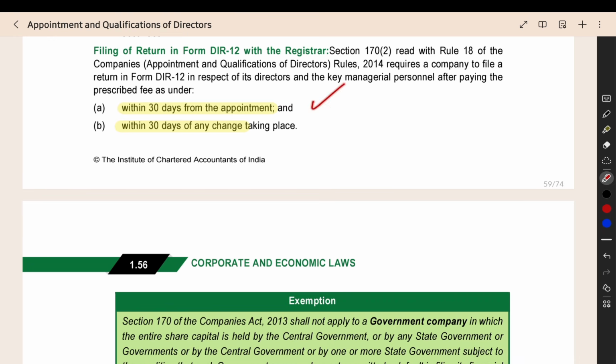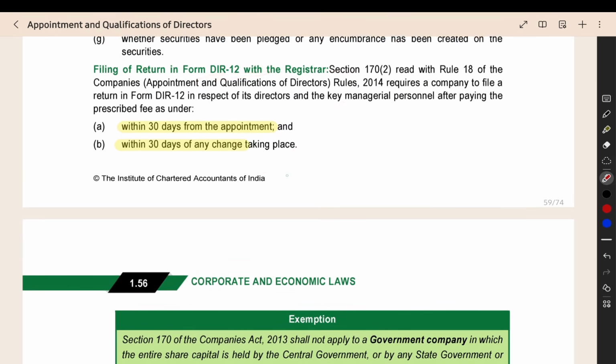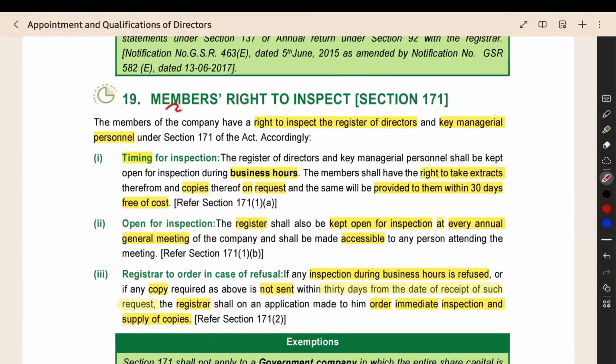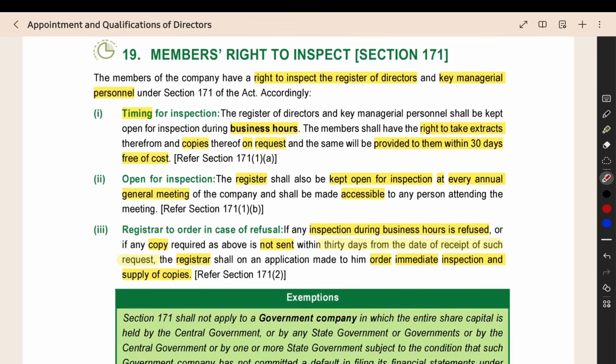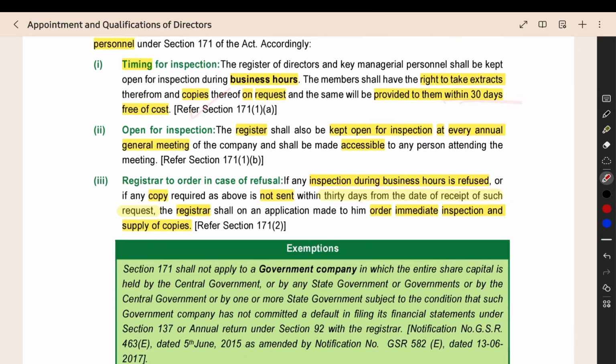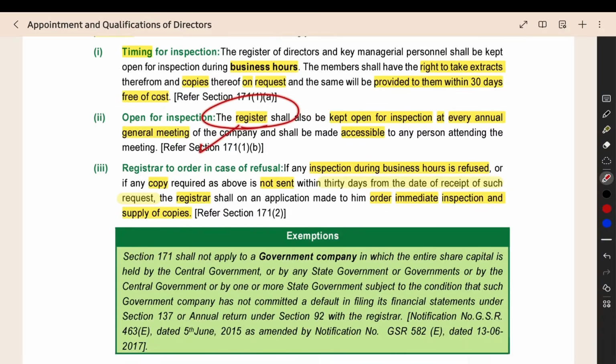Like if you are appointing the director, then also you have to file DIR 12. If there is any change in the designation, you are changing the position, then also you have to file the DIR 12. Then the next thing, the members, the shareholders, can inspect the register. They can see the register, they can examine the register. They can do it during business hours and then they can take the copies also. The copies should be provided by the company within 30 days free of cost. The register will be open for inspection in the general meeting also.